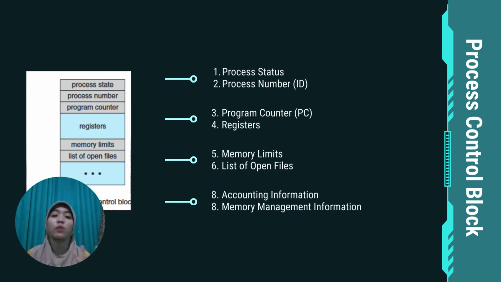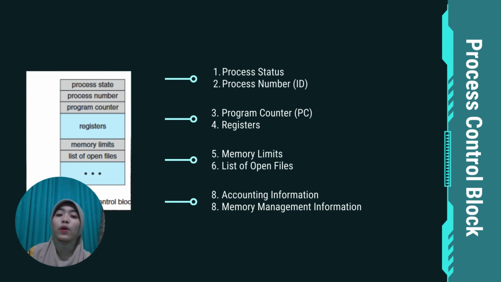Okay, let's explore the attributes of a PCB with an example. First, the process status. This attribute represents the current state of the process, such as new, ready, running, waiting, or terminated. For example, a process P1 may be in a running state while another process P2 is in a waiting state, waiting for an input or output operation to complete.